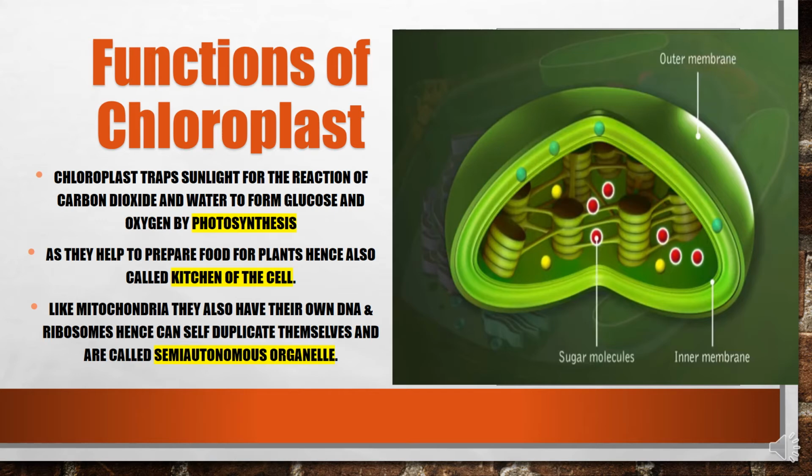And like mitochondria, these are also semi-autonomous organelles, meaning they also have their own DNA and ribosomes, hence they can make their own proteins and they can self-duplicate themselves, and hence they are also called semi-autonomous organelles. Means organelles that can make their own protein and create a duplicate organelle like themselves. So there are two semi-autonomous organelles in a plant cell, chloroplast and mitochondria, and in animal cell there is only one, that is mitochondria.